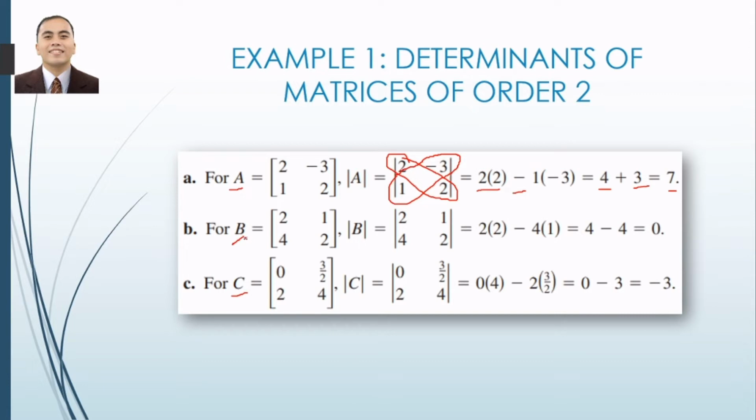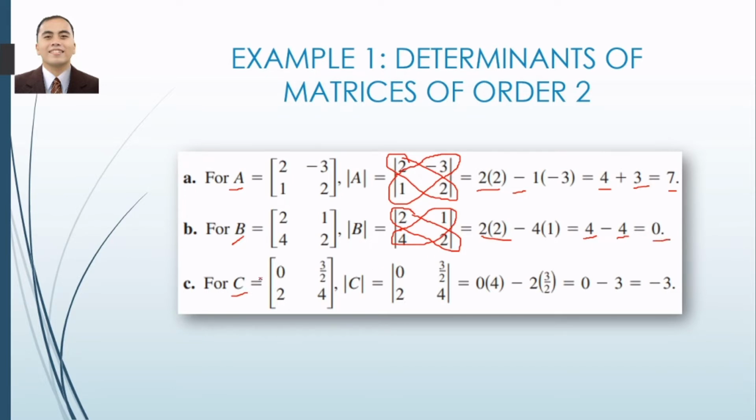Okay, for matrix B, we have 2, 1, 4, 2. So the determinant of matrix B would be 2 times 2 minus 4 times 1. So 2 times 2 is 4, negative 4 times 1 is negative 4. So 4 minus 4, that is 0.